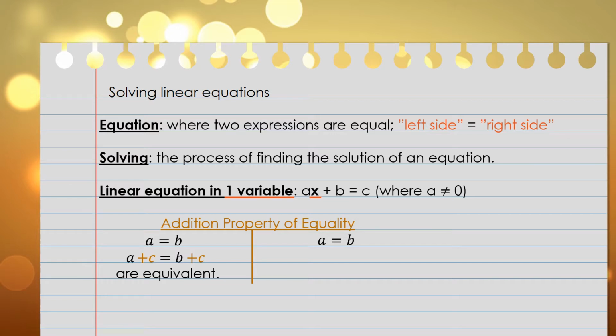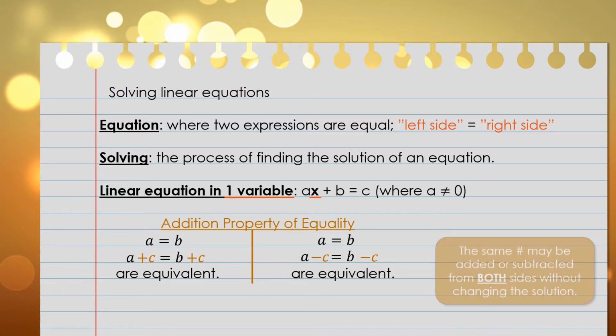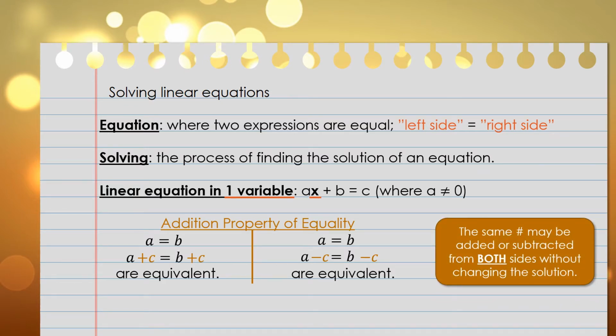Now, the same is true if I have the equation a equals b, but in this case, I subtract c on both sides of the equation. These are also known as equivalent equations. A equals b holds the same value or same true statement as a minus c equals b minus c. So to summarize, it means the same number may be added or subtracted from both sides without changing the solution.